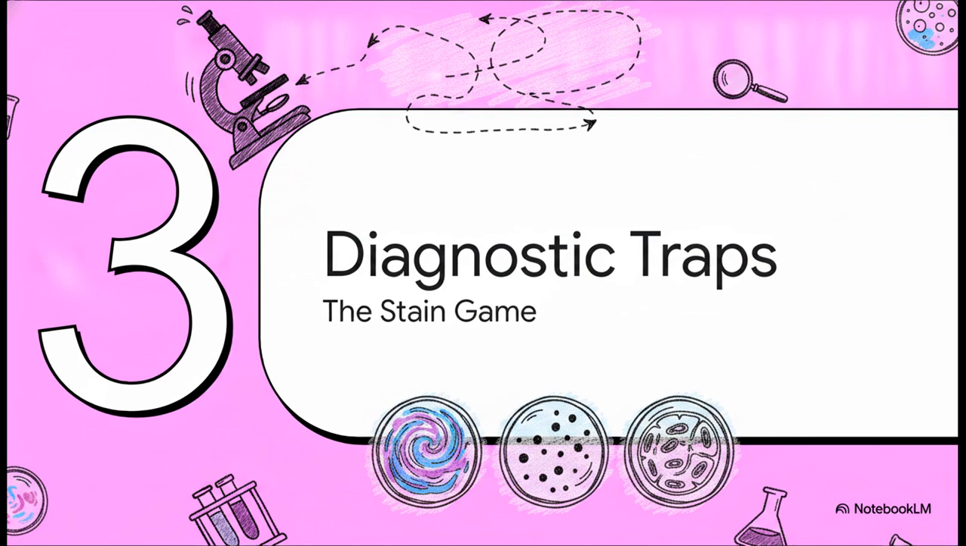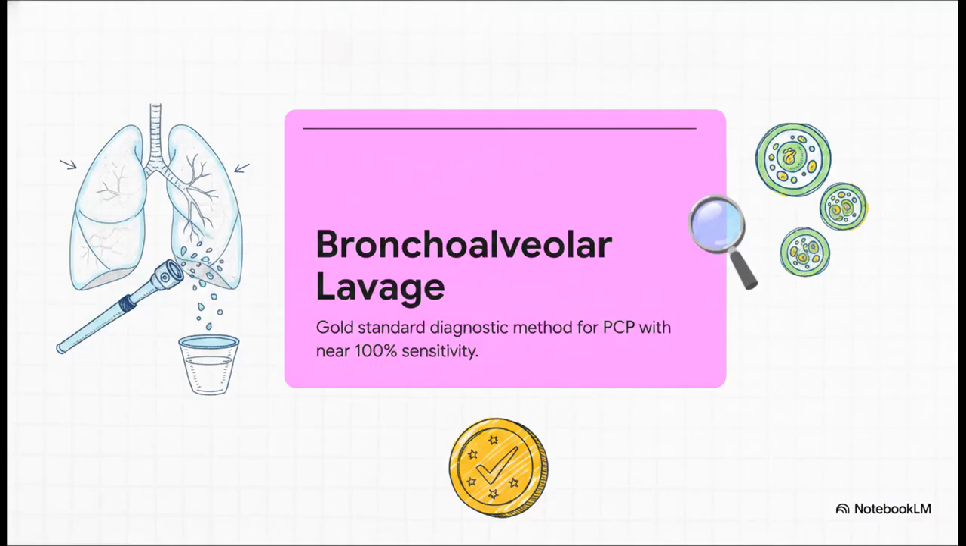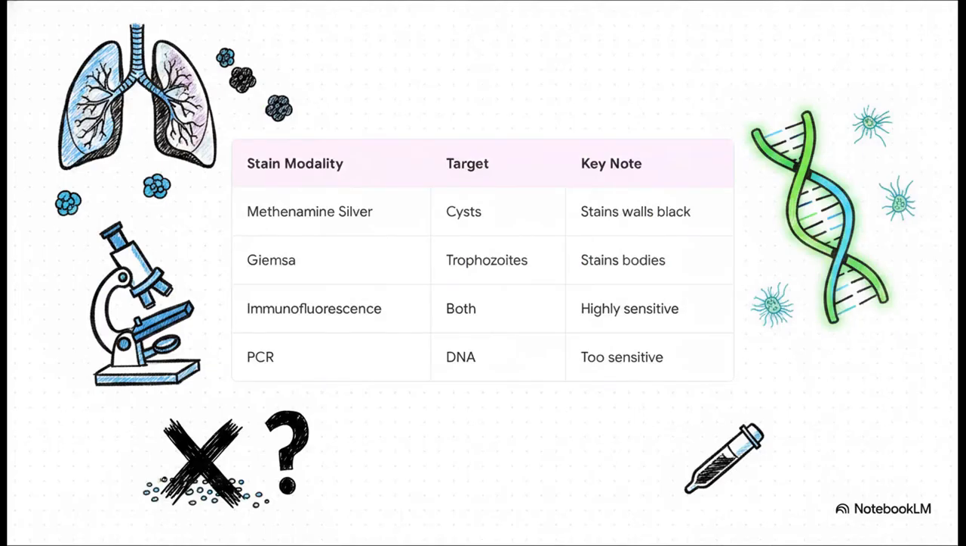The stain game. Remember how we said you can't culture this bug? Well, if a board question asks for the single best, most common diagnostic step to confirm PCP, bronchoalveolar lavage, or BAL, is your absolute gold standard. You're washing fluid from the lungs, and it gives you a near 100% sensitivity and specificity. Once you've got that BAL fluid, you have to stain it. And you must memorize what each test is actually looking for, because examiners will try to trick you here.